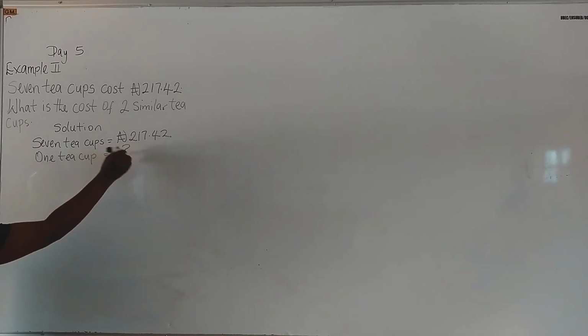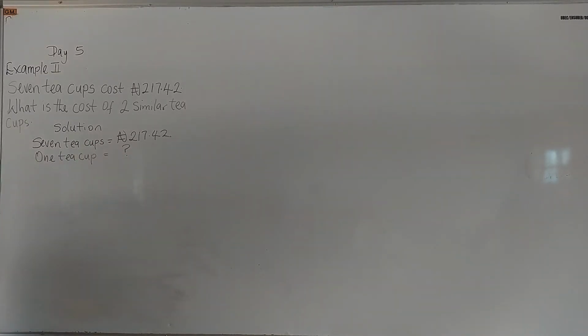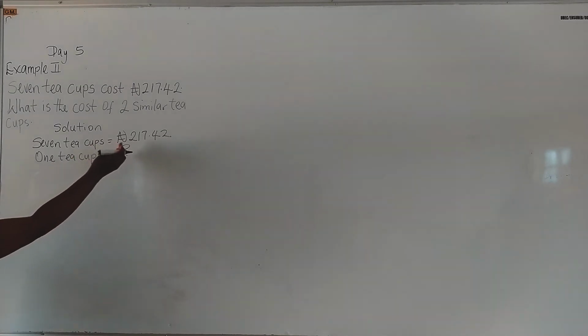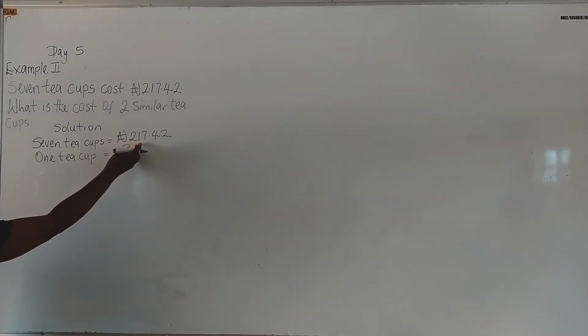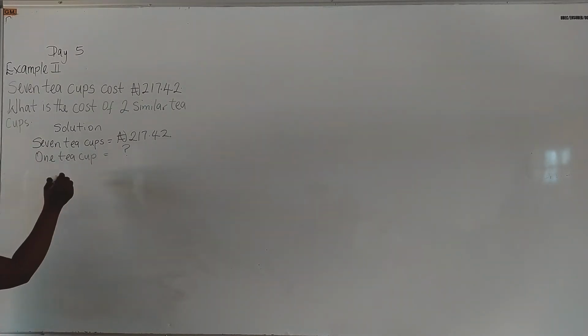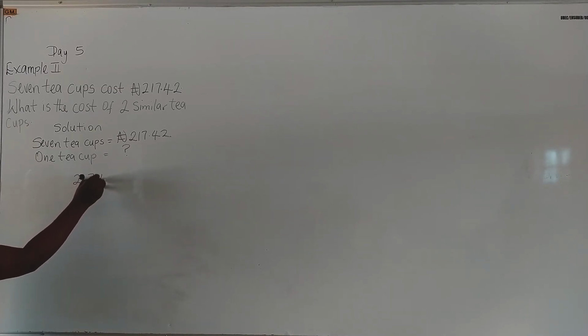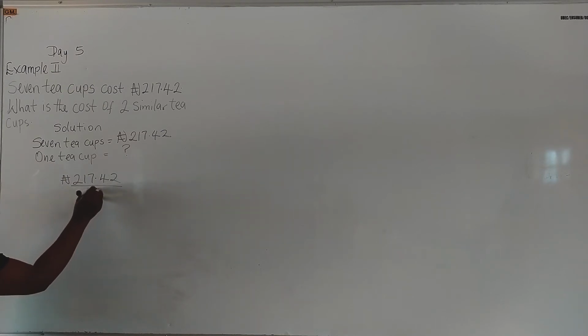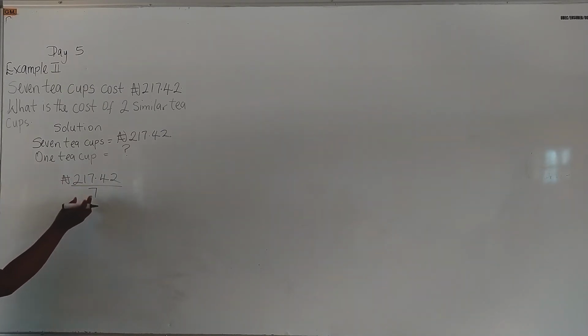will cost what? So for you to find 1 teacup, 217 naira 42 kobo divided by 7 will give you the cost of 1 cup. Let's use short division. 217.42 divided by 7. Watch this.